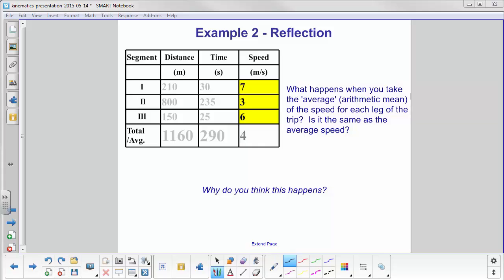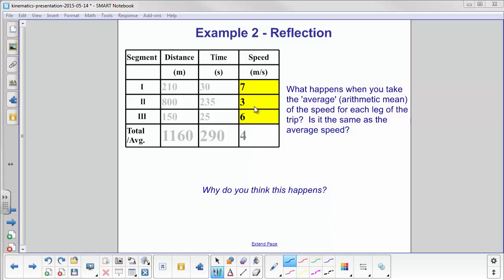Did you come up with an answer for why, if you average the different speeds for each segment, which is 7 meters per second, 3 meters per second, and 6 meters per second, when you average the three of them, you don't get 4 meters per second? Well, let's see what you did get. If you add 7 plus 3 plus 6, you get 16. You divide that by 3, you get 5.3 meters per second, which is not 4 meters per second.